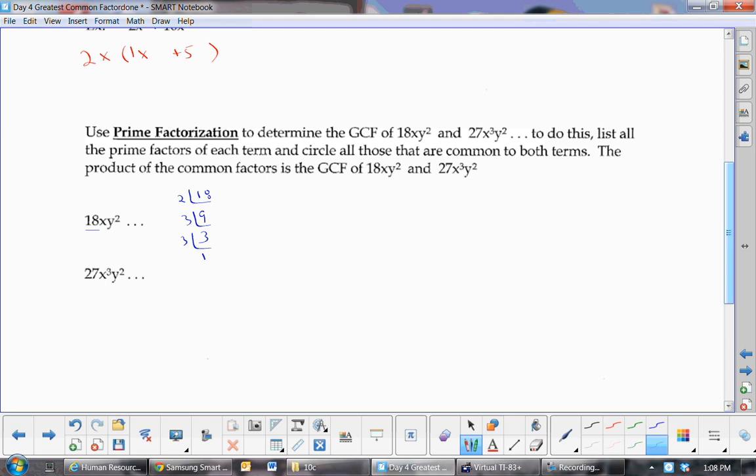Okay? So 18 is 2 times 2 times 3. 2 times 2 is 4. Nope, 2 times 3 times 3. See? I checked it over, and I found my mistake. So 2 times 3 is 6. 3 times 6 is 18. Now, breaking up the variables would be times x times y times y. That is 18xy squared.